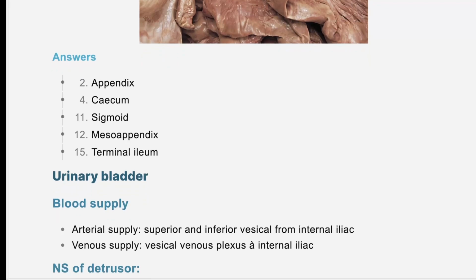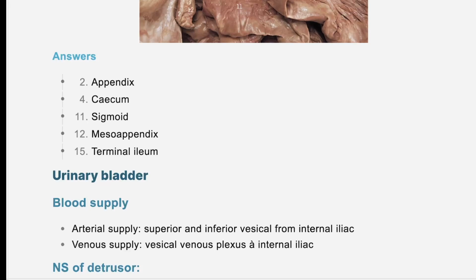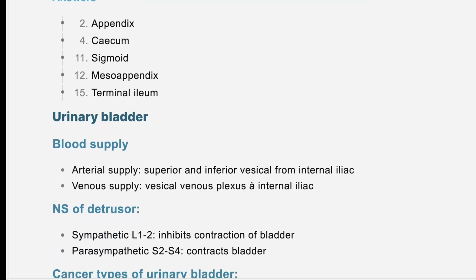The nerve supply for the detrusor muscle: it has sympathetic from L1 and 2, and that will cause relaxation of the wall and contraction of the sphincter. Parasympathetic will go from the sacral region, S2 to 4, and that will cause contraction of the wall and relaxation of the sphincter. To be honest, I don't remember what I said, but sympathetic causes contraction of the sphincter and relaxation of the wall.